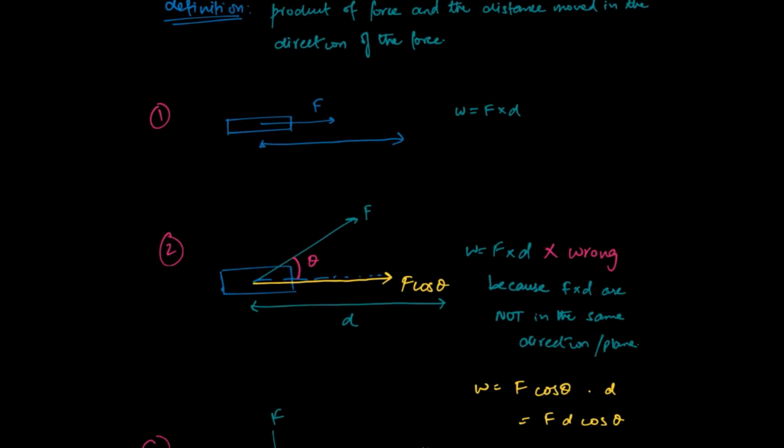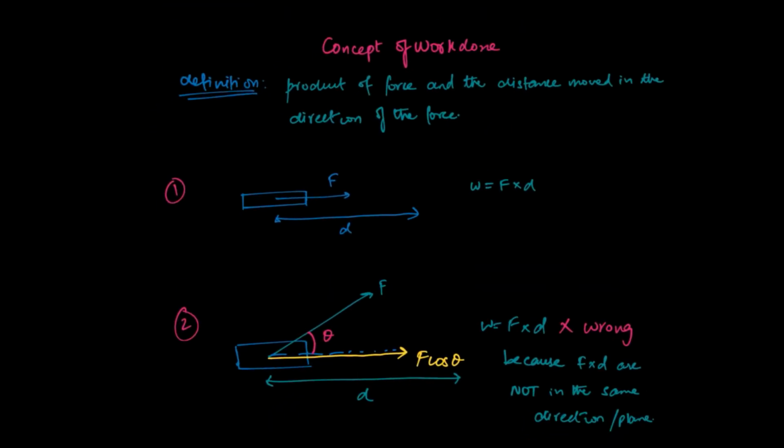Here's an object, a force F is being applied on it, and it moves over a distance d. So the total work done would be force into the distance moved in the direction of the force, as my definition states. So the basic formula of work done is W equals F into d, where W is my work done, F is my force, and d is the distance moved in the direction of the force applied.